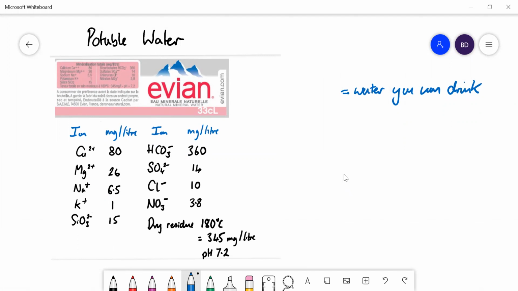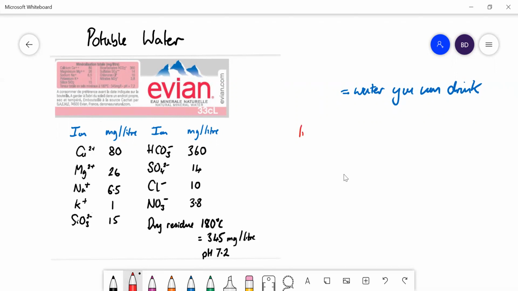So mineral water has a very similar composition to the water that comes out of the tap in this country. Here you can't really read the label too well because it's too small, so that's why I've written it down here. But you can see they've got the list of ions that are in it and concentration in milligrams per litre.